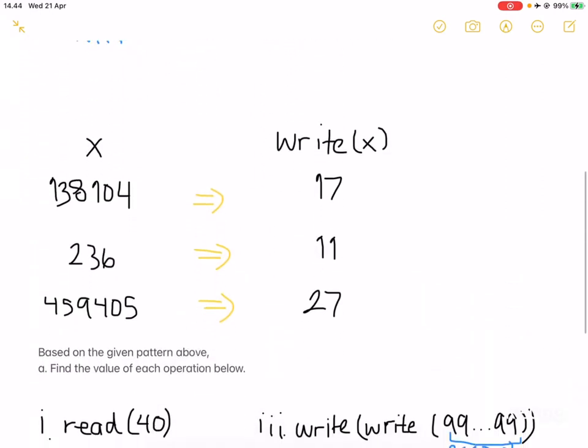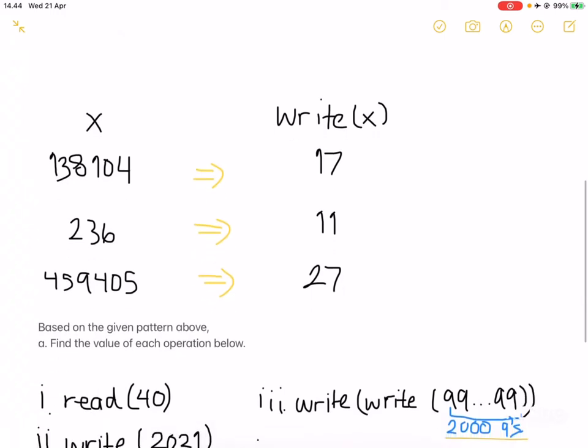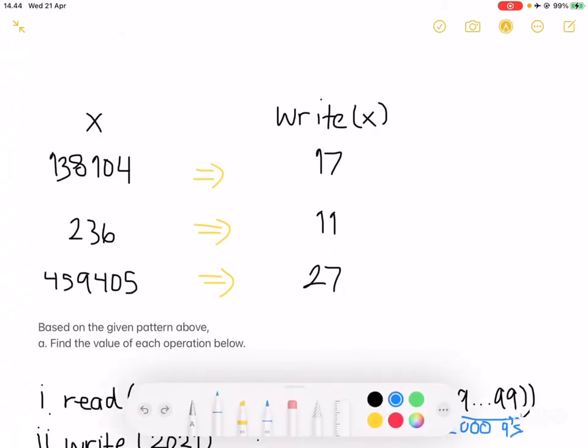The second part is the write operation. So we're given a certain input. For example, this number will give us 17, and 226 will give us 11, and this number will give us 27.